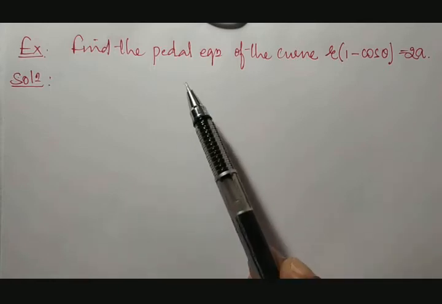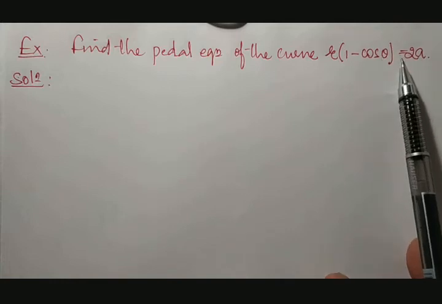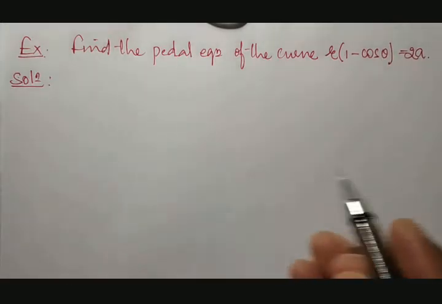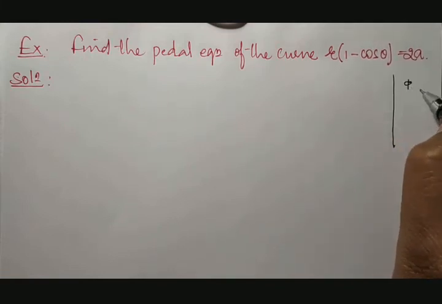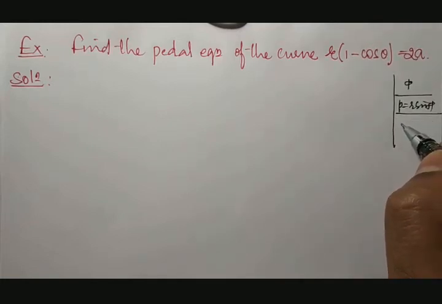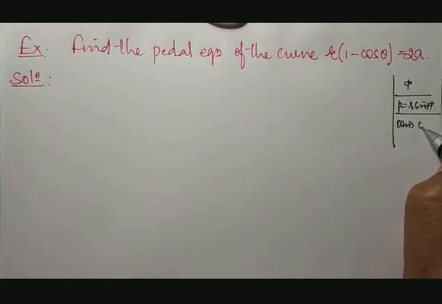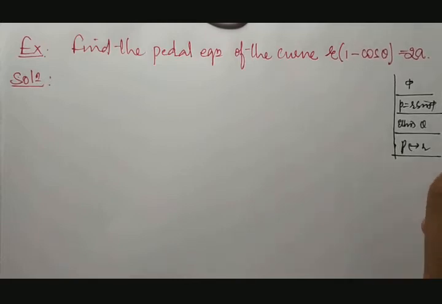In this session, we are going to discuss an example of finding the pedal equation of the curve r(1 - cos θ) = 2a. Again, I'll recall the process. Very first, to obtain a pedal equation, we need to obtain the value of φ. Then after getting the value of φ, we need to substitute that in the expression p = r sin φ. Then we need to eliminate the value of θ. Then we will be getting the relation between p and r. This is the pedal equation. Fine. One by one, let us see.